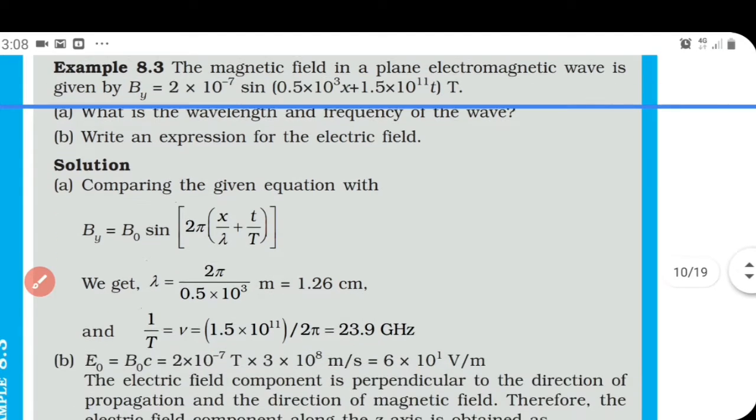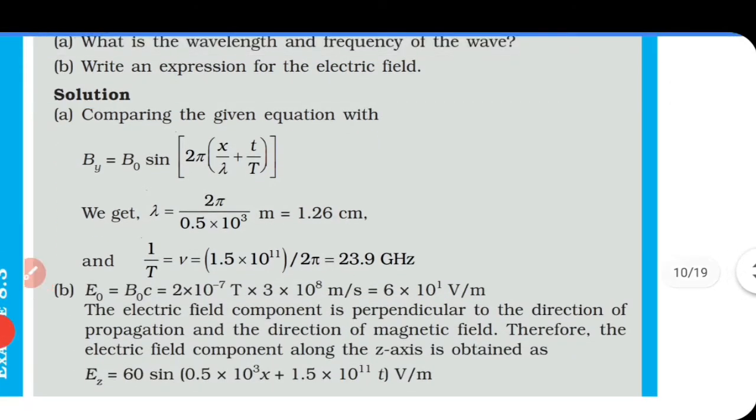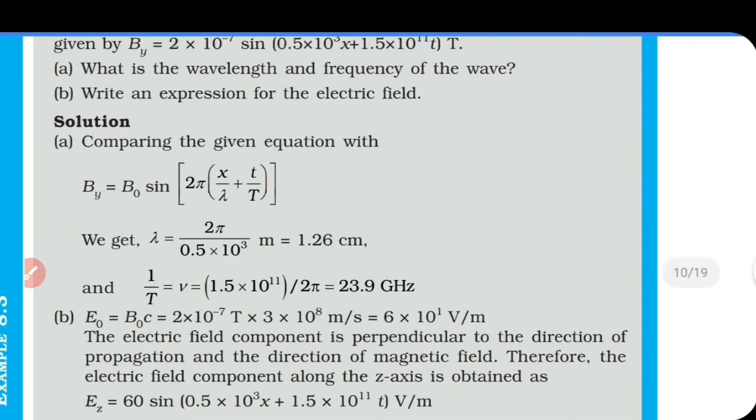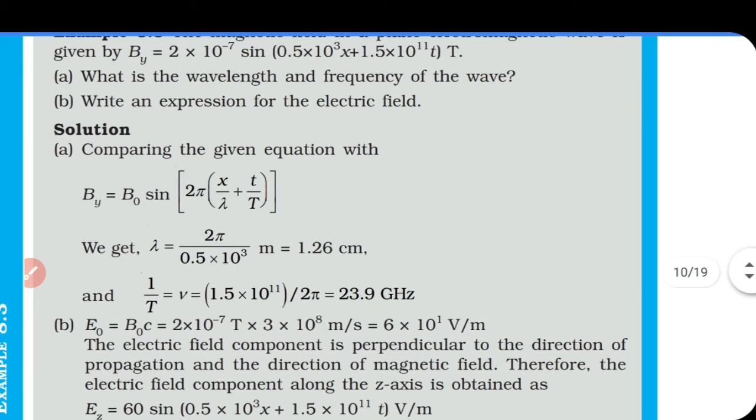By finding the wavelength and frequency, we are getting the wavelength as 1.26 centimeter and the frequency as 23.9 gigahertz. So, you will be getting 23.9 into 10 raised to 9. Capital letter G stands for giga. Giga means 10 raised to 9.